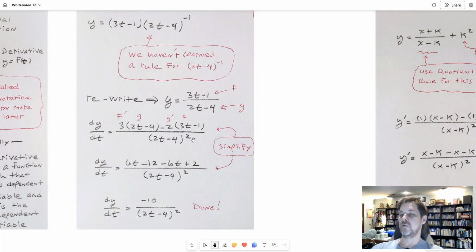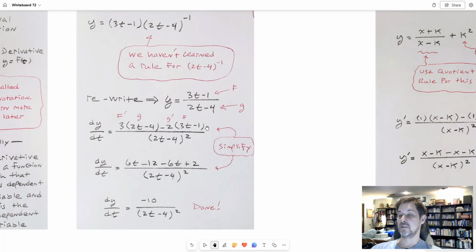Anyway, from here, what would we do? I guess in a sense this is our answer. This is the derivative. I used the rule correctly. There's no mistakes in this. It's dy over dt. It's the derivative. But what we often do in addition to that is we simplify things. The answer often can be much simpler than our first step reveals it to be.